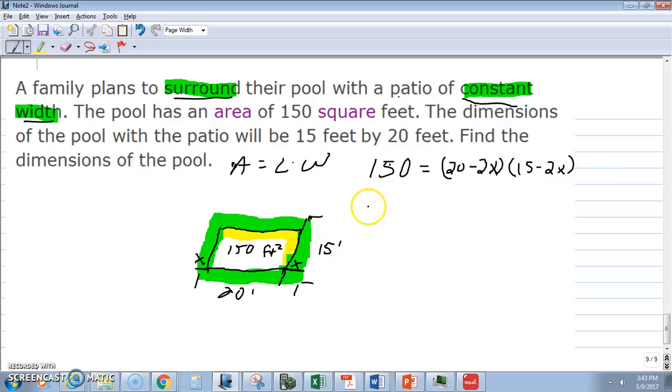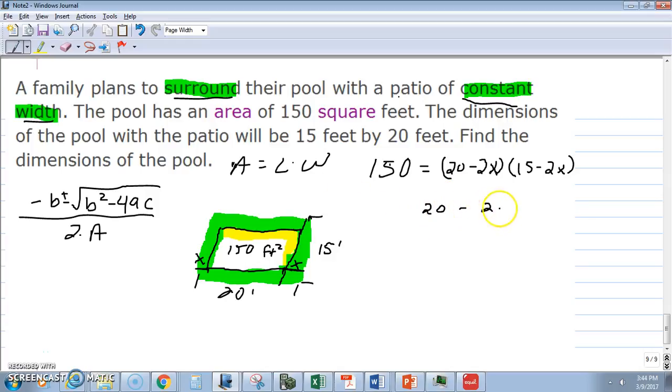So it's a quadratic relationship, and I'm going to use the quadratic formula over on the left-hand side. I'm going to write it out. It's negative b plus or minus the square root of b squared minus 4ac all over 2 times a. First things first, I'm going to multiply 20 minus 2x times 15 minus 2x, right? I'm going to set up my area model here to help me multiply.